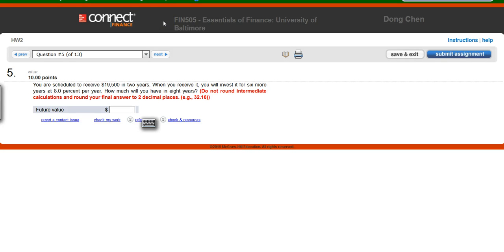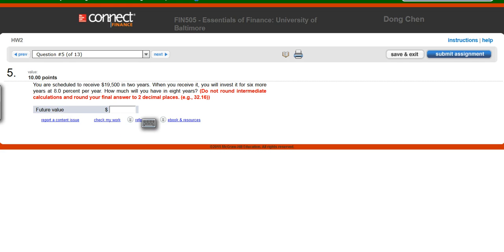So here I want to talk about the meaning of T, the power in the time mnemonic formula. I want to use this example to show you clearly what I'm talking about. The example I'm using here is question number 5 in homework 2.